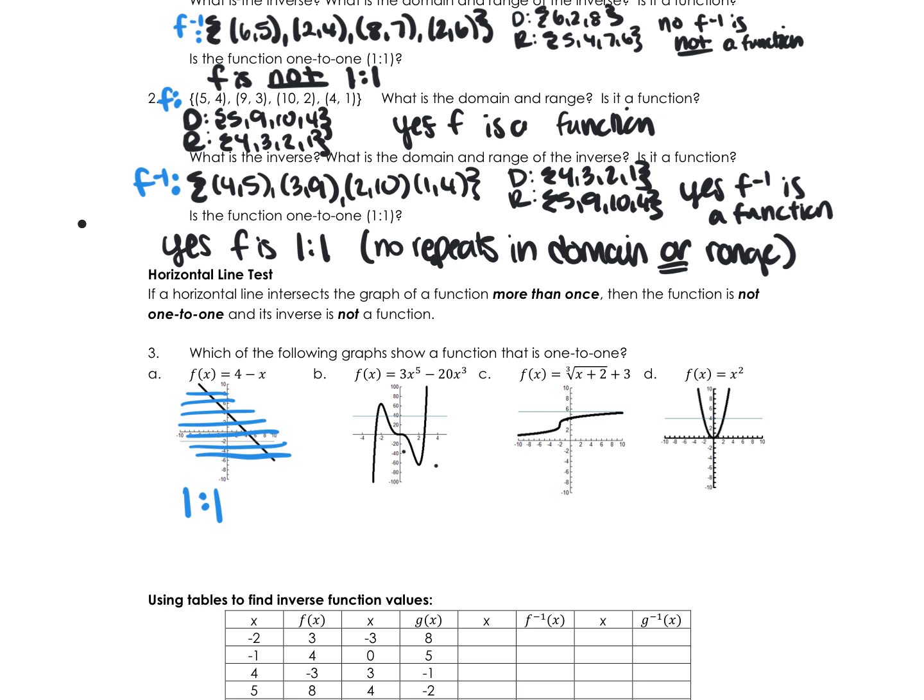How about this one, B? Does that one pass the horizontal line test? No, you can draw a line here or down here, and it's going to intersect way more than one time. So this is not one-to-one.